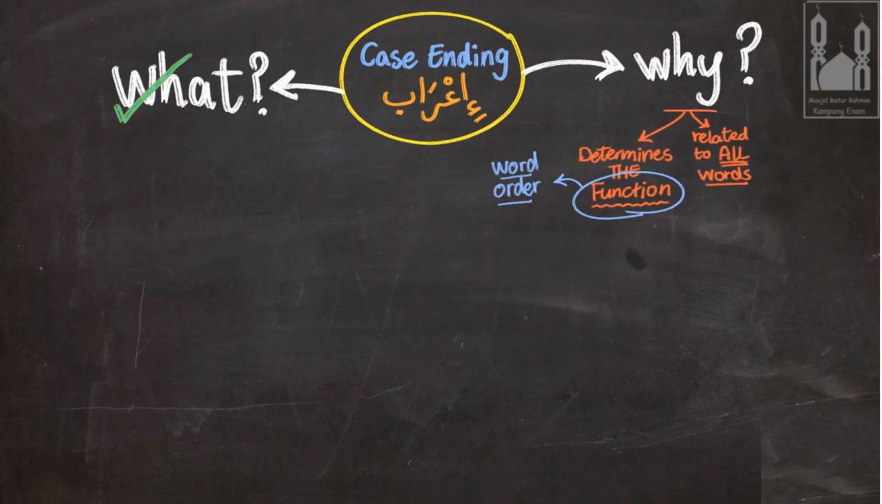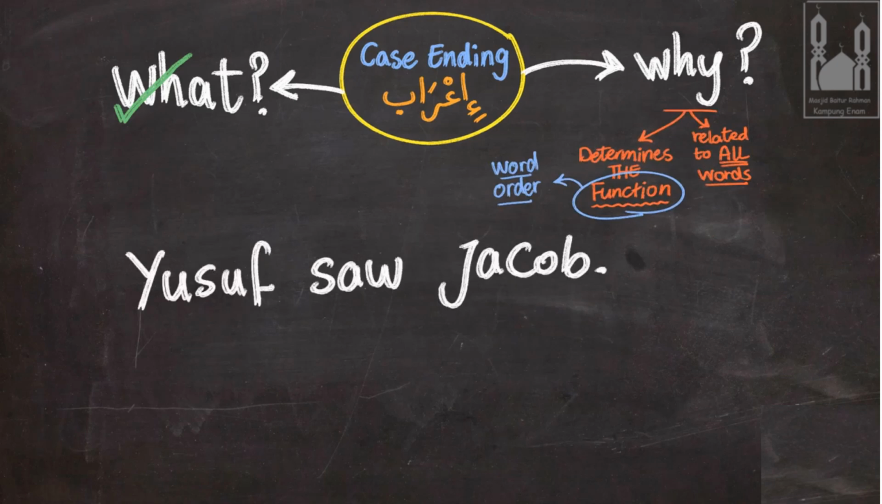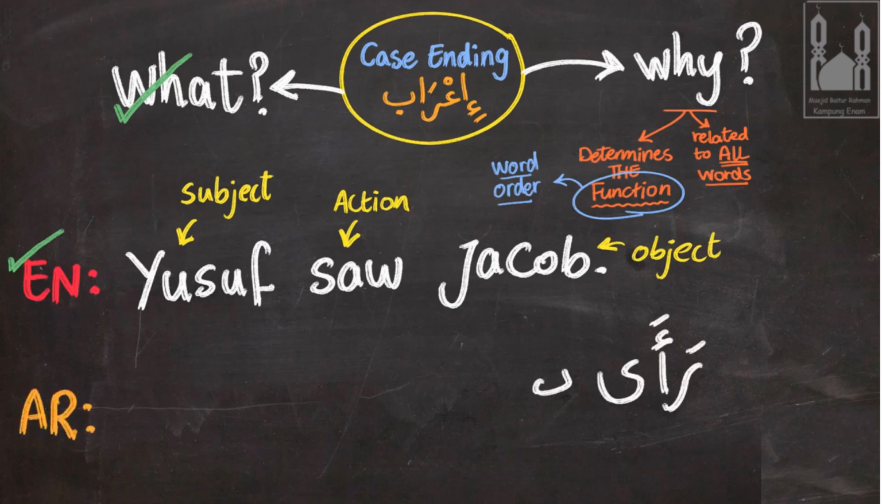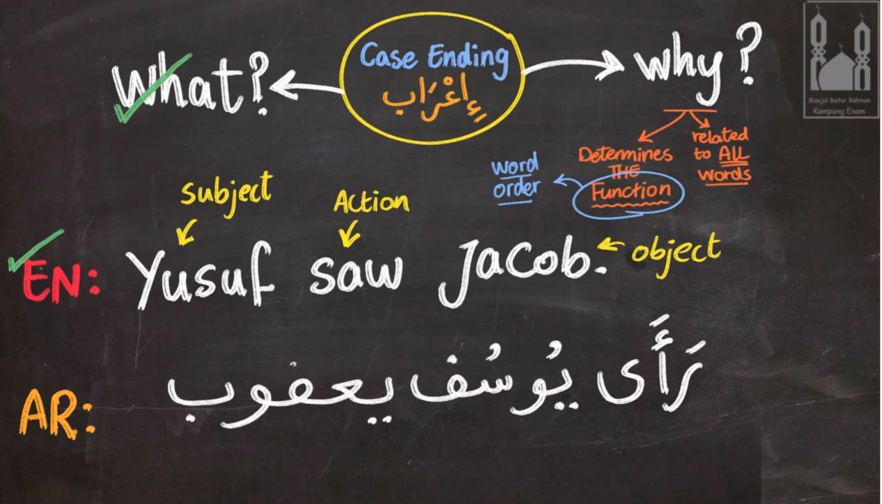Since if we say, for example, Yusuf saw Jacob, it is pretty clear who did what in the sentence. So why is case ending needed when you translate it into Arabic? Well, in English, that might be true. Word order reveals enough information about the function of the word. But that very same sentence in Arabic, without case endings, would be very ambiguous and even very misleading.